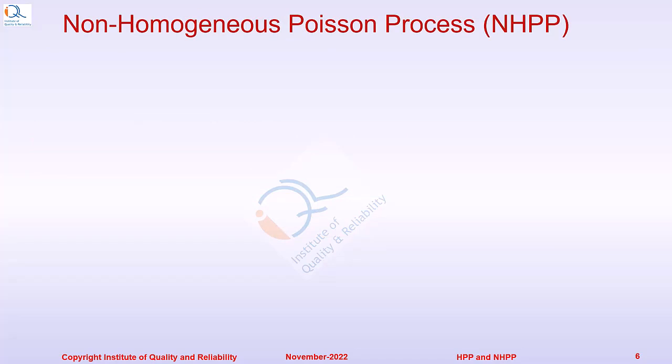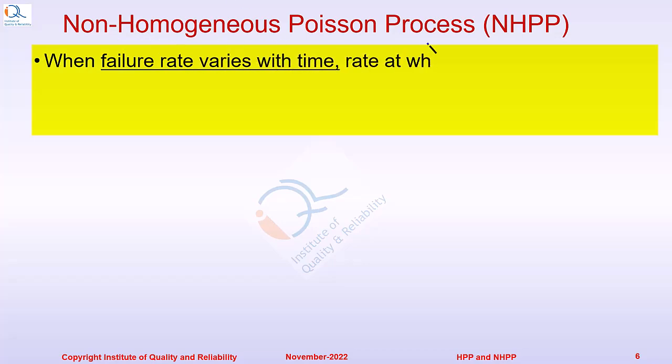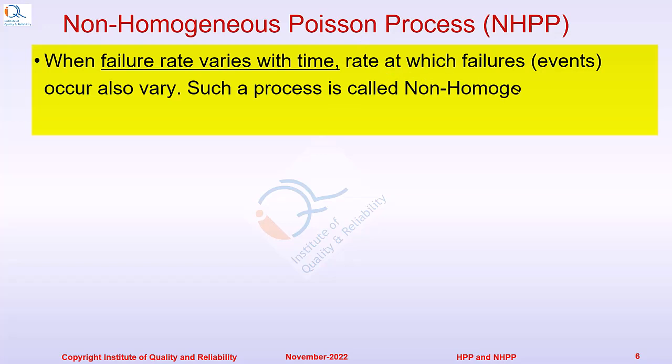Now let us see non-homogeneous Poisson process or NHPP. When failure rate varies with time, rate at which failures or events occur will also vary. Such a process is called non-homogeneous Poisson process or NHPP.